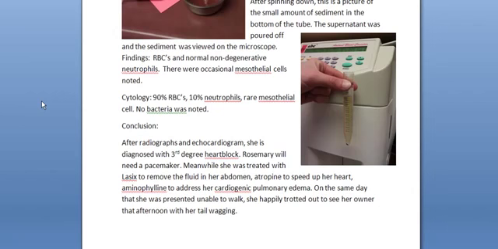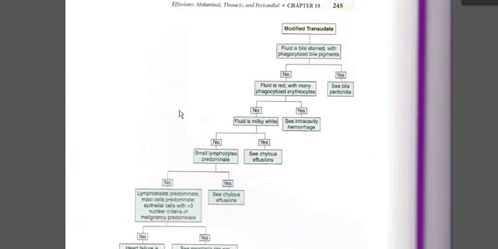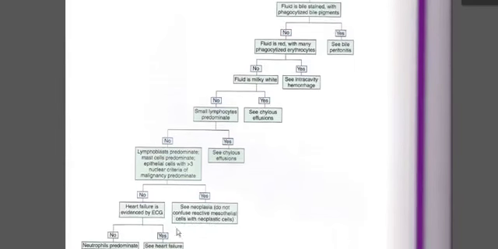I'd like to take this modified transudate and go down one more algorithm chart. So at the beginning, we have a modified transudate. We already know that. It asks if the fluid is bile stained. Is it yellow? No, it's not. Is it red with lots of erythrocytes? No, not really. Is it milky white? No. Do small lymphocytes predominate? No, they really don't. And there are really no lymphoblasts either. So this fluid is categorized probably into a heart failure, which we already know about her.